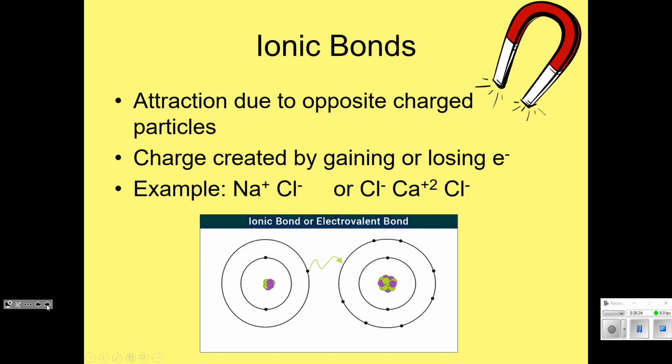Opposite charges attract. That's what an ionic bond is. In our next unit, when we do more bonding, you will learn that an ionic bond isn't really a true bond. It's more of just opposite things attracting each other, holding together.